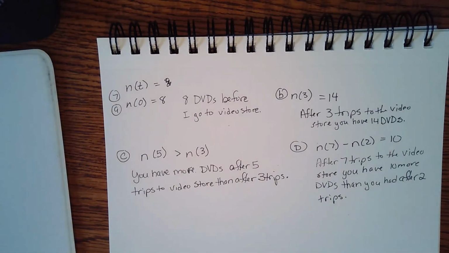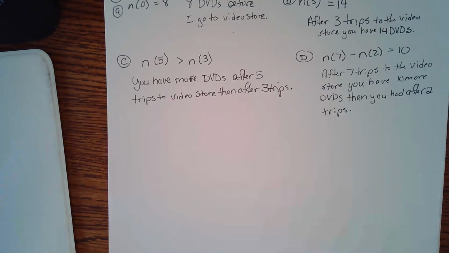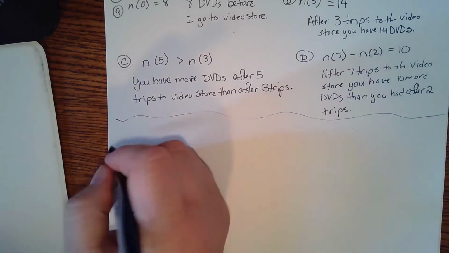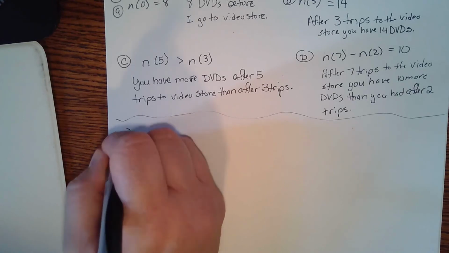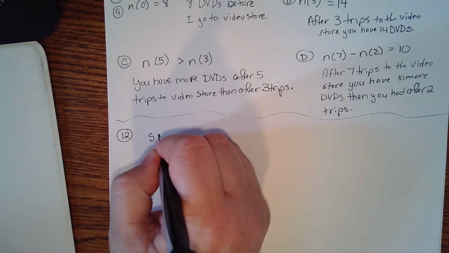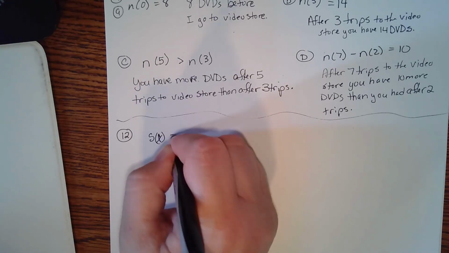Okay, now, the last part of this is going to be 12 through 14. So it's on page 73. Let's go there. And let me do a little wiggly line here. So let's pick up after number 11. We're on 12 on page 73. We have s of x equals half x minus 2.